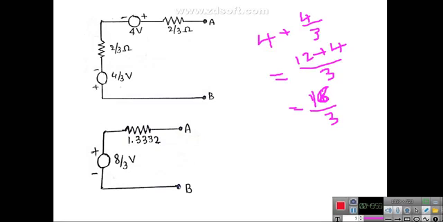if the similar polarities are connected, you need to subtract one from the other. So 4 minus 4 by 3, so 12 minus 4 by 3, therefore that value is equal to 8, not 16, so 8 by 3 volts. And these two are in series, so you find this value equal to this resistance. Now this is the required answer, because it is asked to find the voltage source in series with the single resistance.